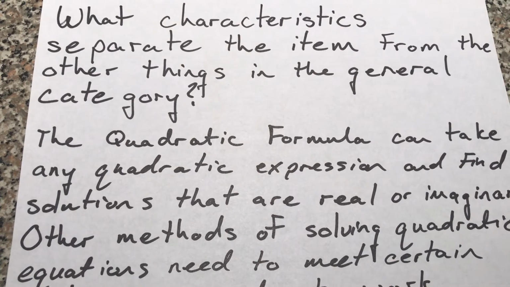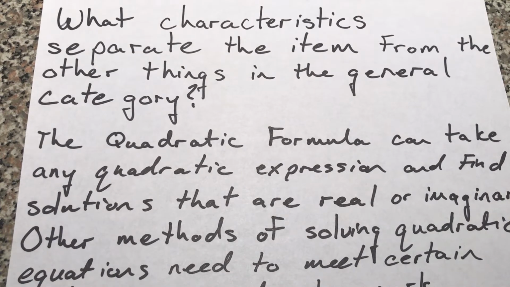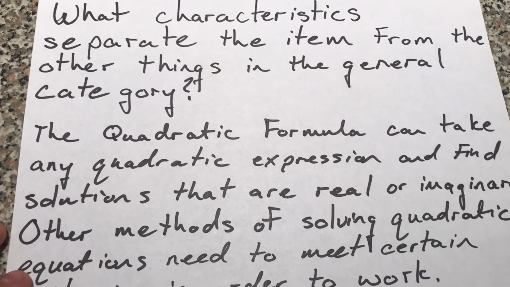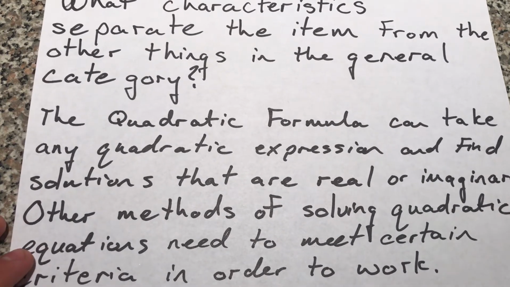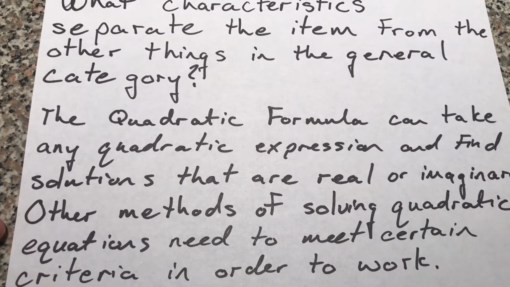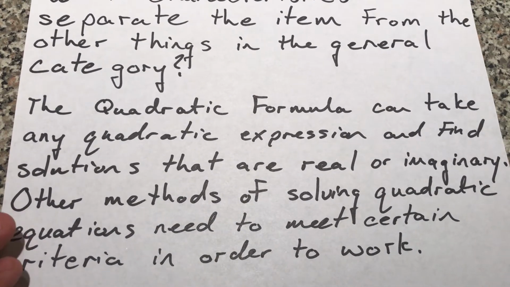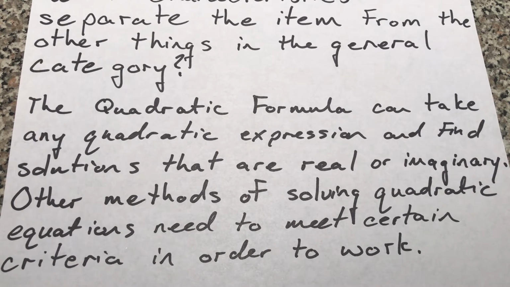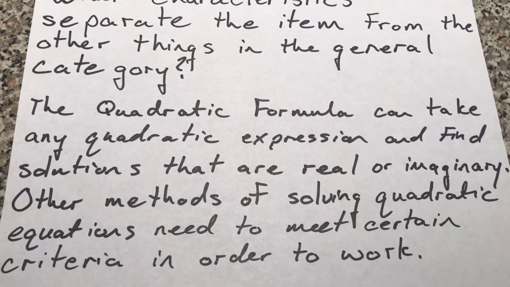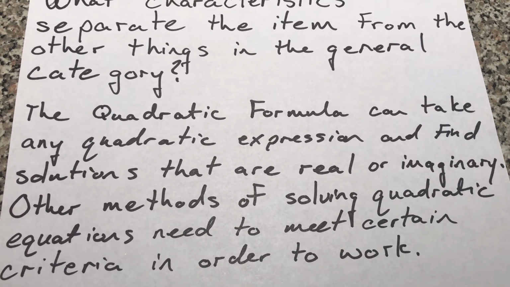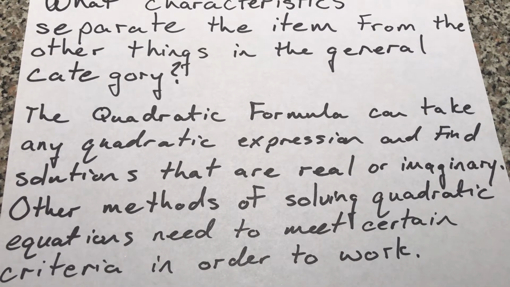What characteristics separate the item from the other things in the general category? The quadratic formula can take any quadratic expression and find solutions that are real or imaginary. So we have two types of numbers in our math world, real or imaginary overall. And the quadratic formula can give you real or imaginary solutions, so really all solutions that are possible in the problem.